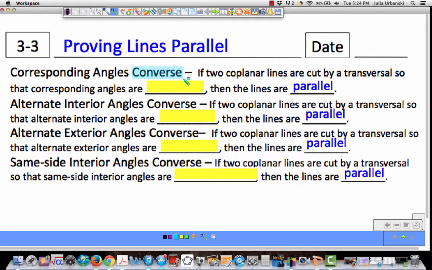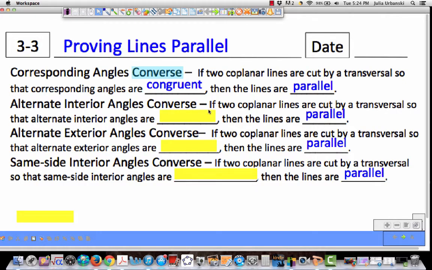Converse means that you take the sentence and you reverse it. You put it backwards. So yesterday and the day before, we talked about if two lines are parallel, then certain rules apply. If two lines are parallel, then the corresponding angles are congruent. Well, this is the converse, so it goes backwards. If lines are cut by a transversal so that corresponding angles are congruent, then the lines are parallel. It's just taking the same rule that we had before and writing it backwards.